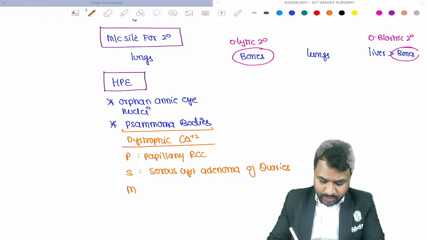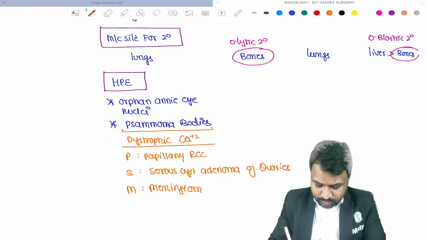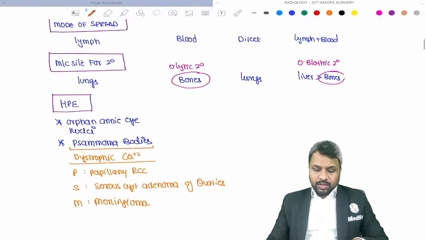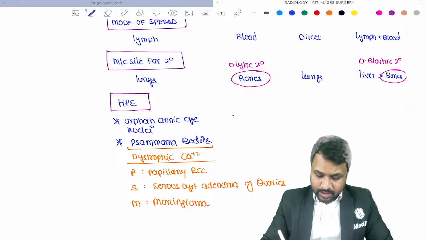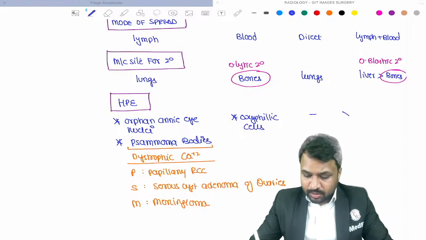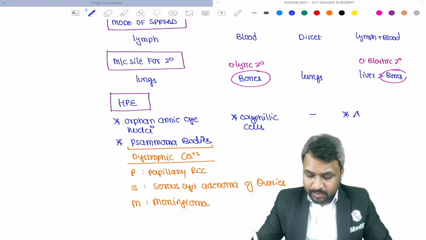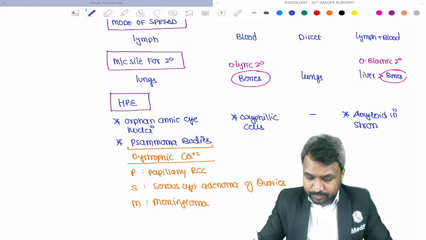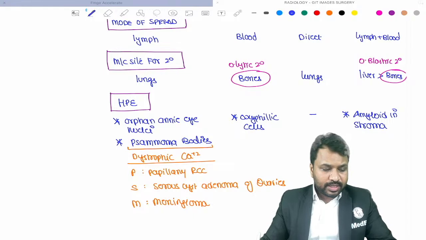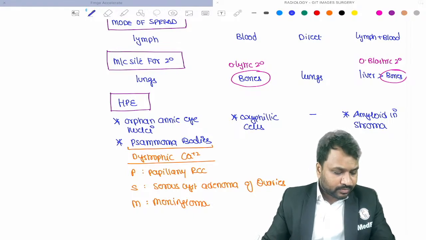Serous cyst adenoma of ovaries, M stands for meningioma. Now, in the follicular cancer thyroid, there will be presence of auxophilic cells. Nothing spectacular here, but in medullary cancer thyroid, there will be presence of amyloid in stroma that you'll see in the medullary cancer.